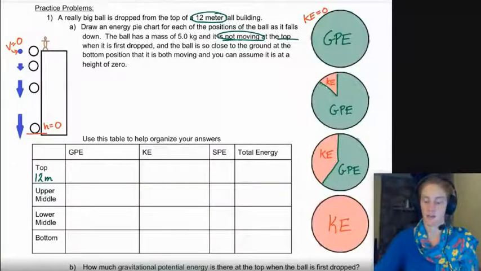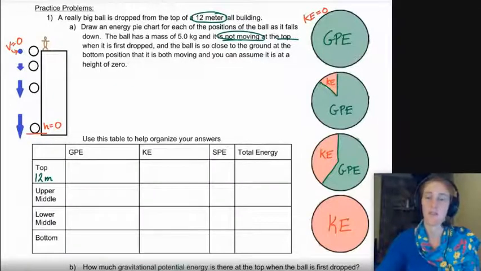Now I have all of my gravitational potential energies and kinetic energies shaded in. And you'll notice now that I have it shaded that it's really obvious that the closer I get to the ground, my kinetic energy gets bigger and bigger, and my gravitational potential energy gets smaller and smaller the closer I get to the ground.